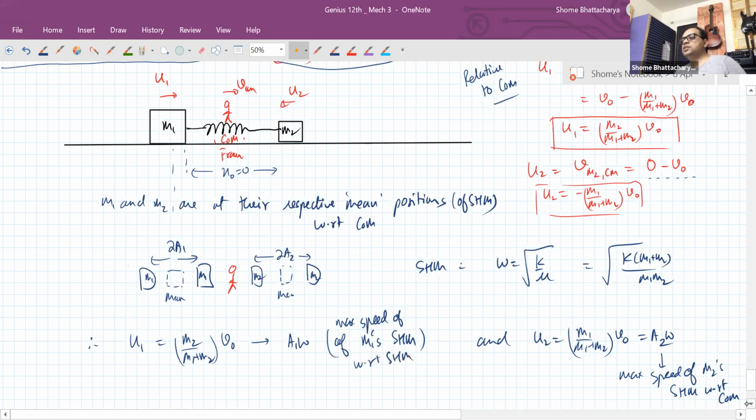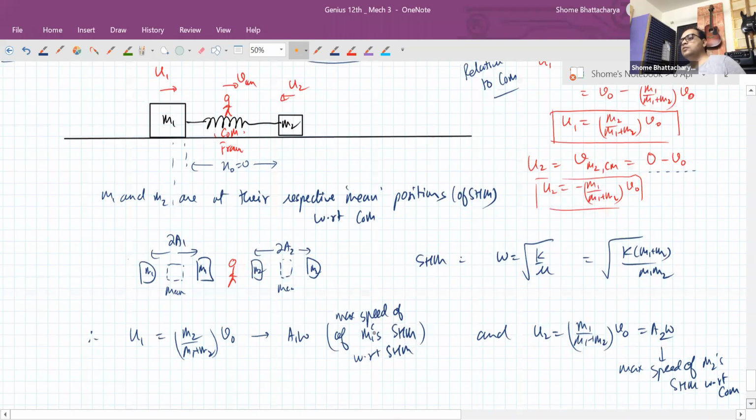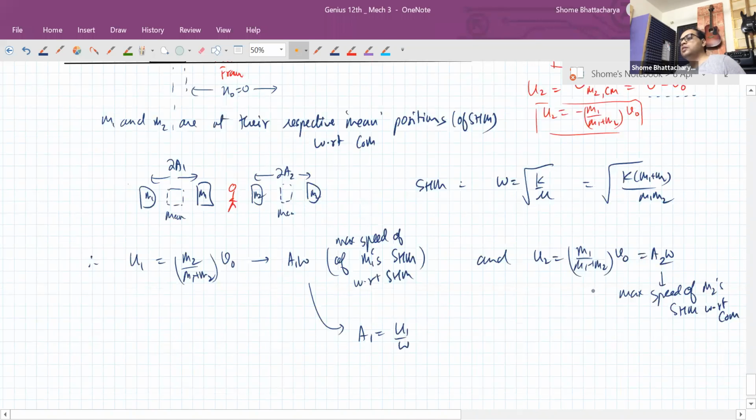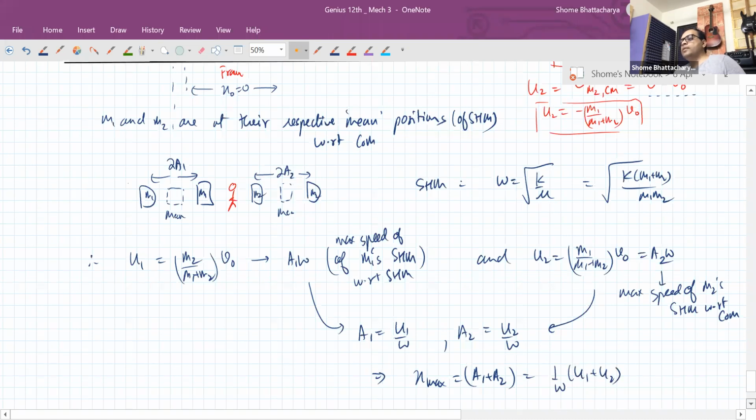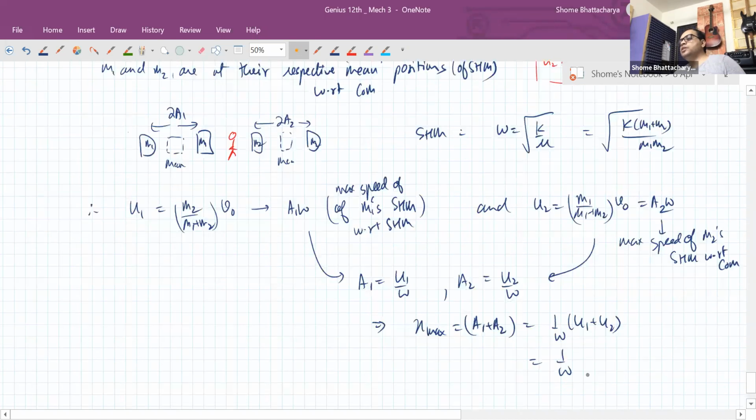So that's it. Now from this you can see we've got A1, it is u1 by omega, and from this we've got A2, which is u2 by omega. So the maximum compression of the spring is A1 plus A2, that is equal to 1 by omega into u1 plus u2. Now u1 plus u2 you will see is v naught only. So that's pretty obvious actually when you write this down.